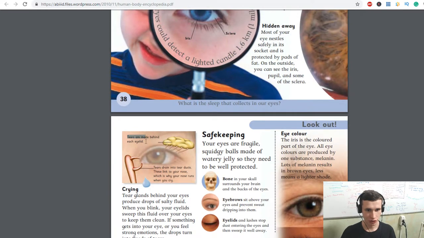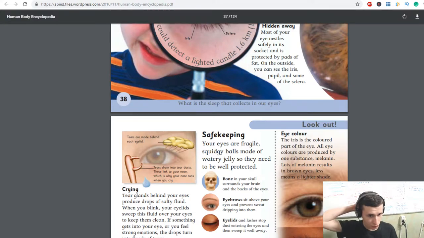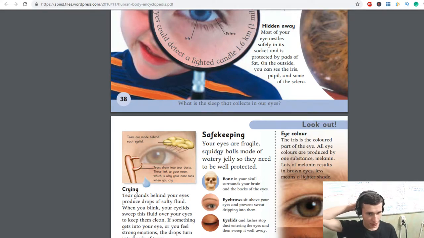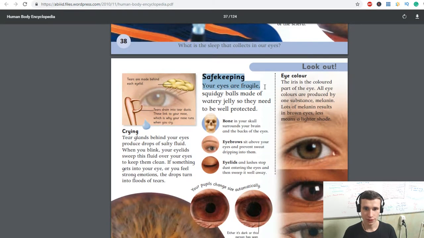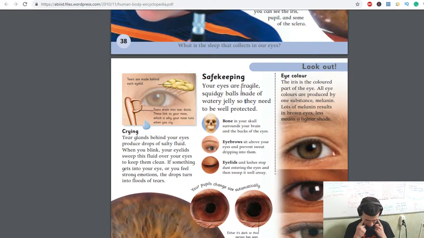Tears are made behind each eyelid. Tears drain into tear ducts. These link to your nose, which is why your nose runs when you cry. Now I understand that our nose is connected with our eyes, and when we are crying, our nose waters too.